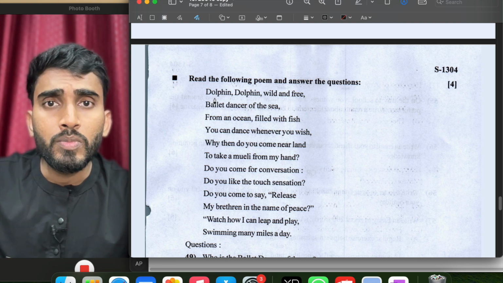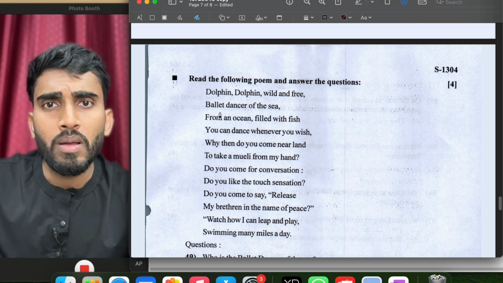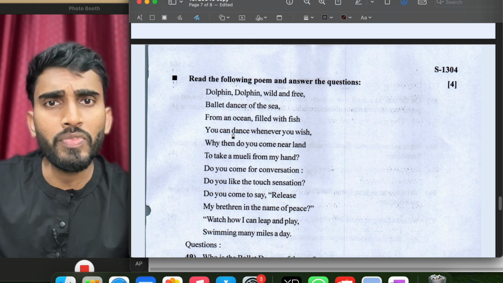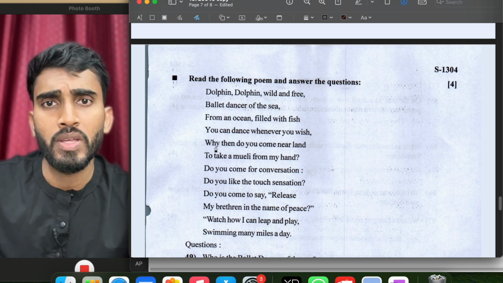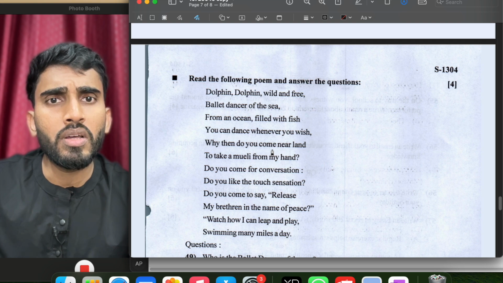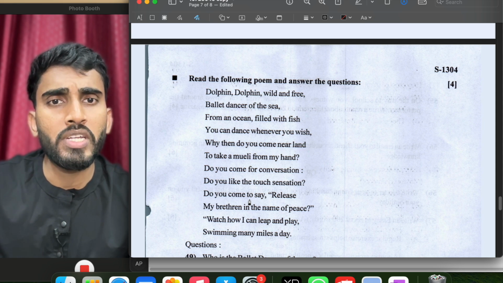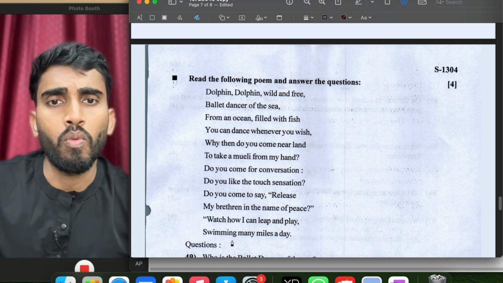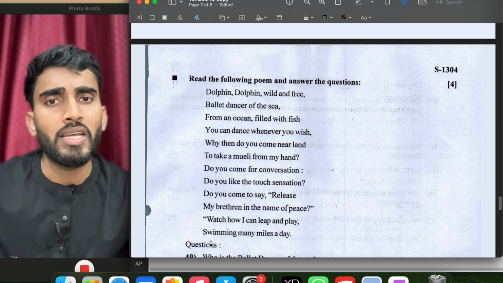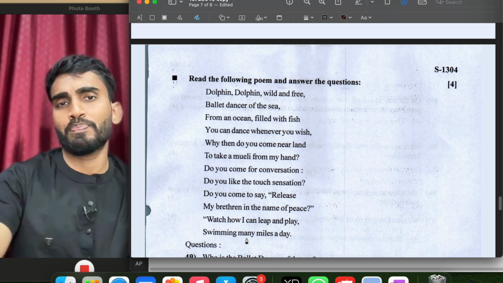Uh, Dolphin, dolphin, wild and free, ballad dancer of the sea. From an ocean filled with fish, you can dance whenever you wish. Why then do you come near land to make a moily from my hand? Do you come for conversation? Do you like the touch sensation? Do you come to say release? My brethren, in the name of peace, watch how I can leap and play, swimming many miles a day.